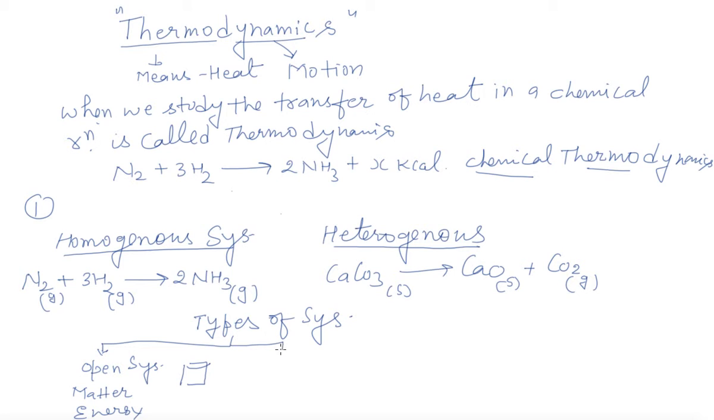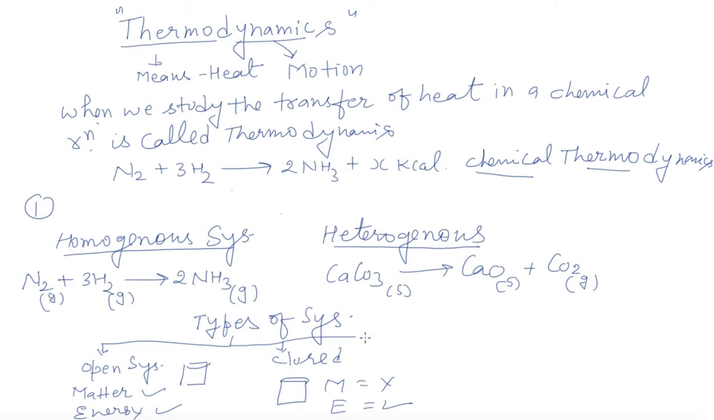Another one is the closed system. Whenever tea is placed in a closed vessel, matter cannot transfer, but energy can be transferred. If we take a glass, energy passes easily. If we take a steel glass, energy will pass later on.